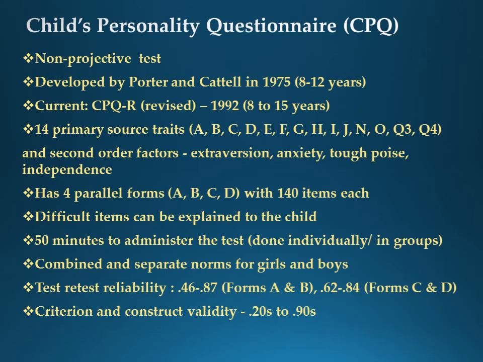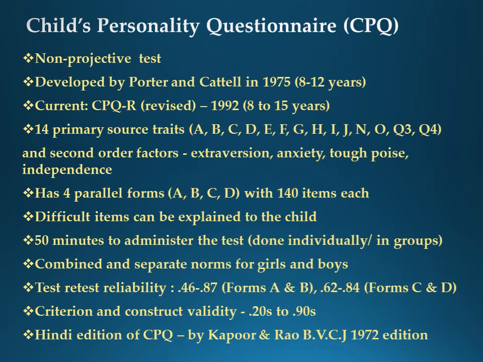Again, the validity coefficients were taken with different combinations of the forms. So sometimes for AB or AC and CD and maybe BD. So those validity coefficients are also available.